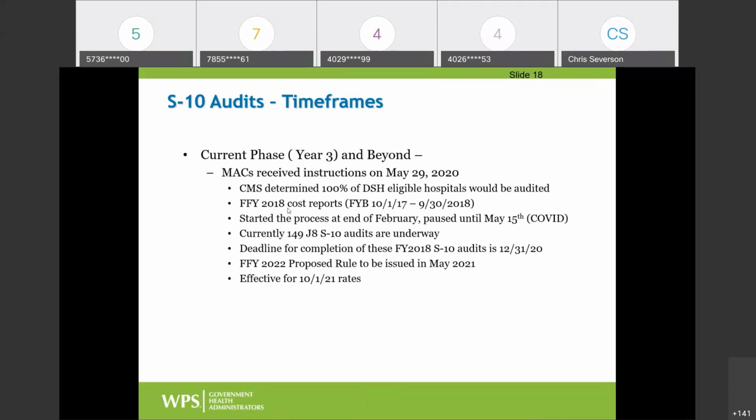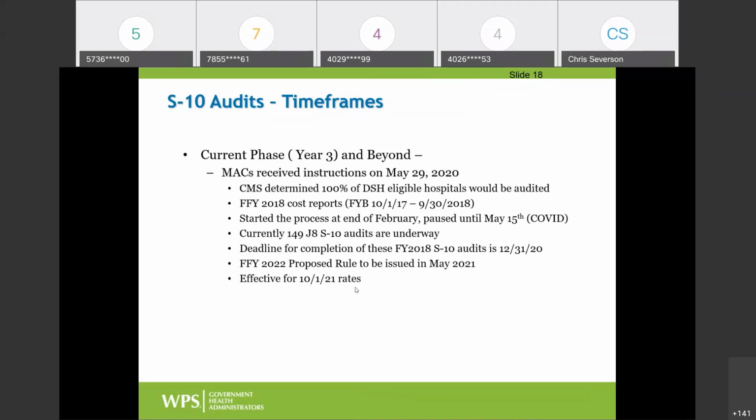And we were taking this data. We assume it's going to be used in the next rule, but of course, until the proposed rule comes out, who knows? CMS may decide to use a different year or change it altogether. But that's our working assumption, that the audits we're performing right now will be published in the May 2021 proposed rule. And we assume they're going to be effective for 10/1/21 rates and on for that year.